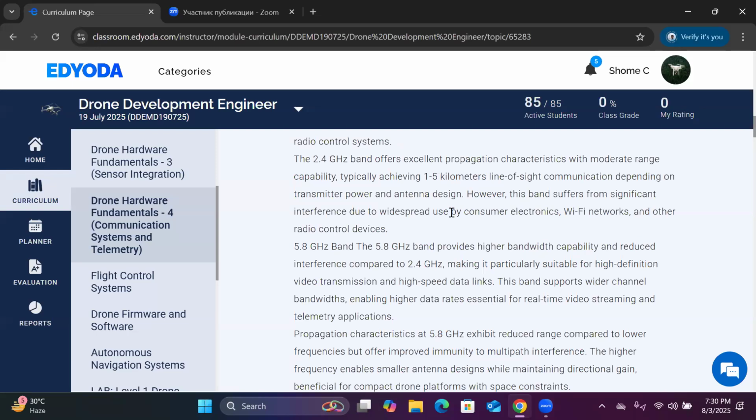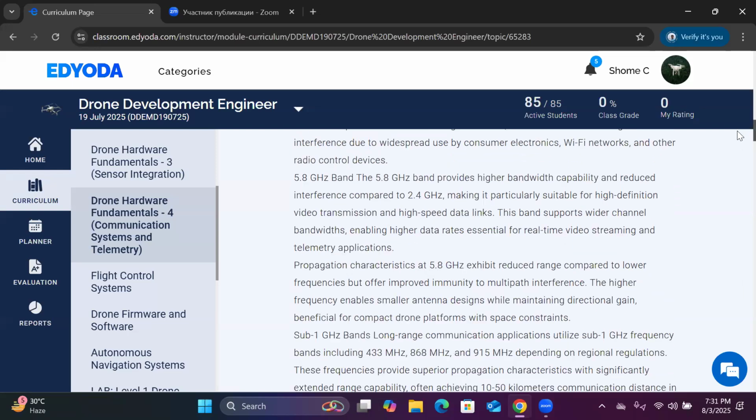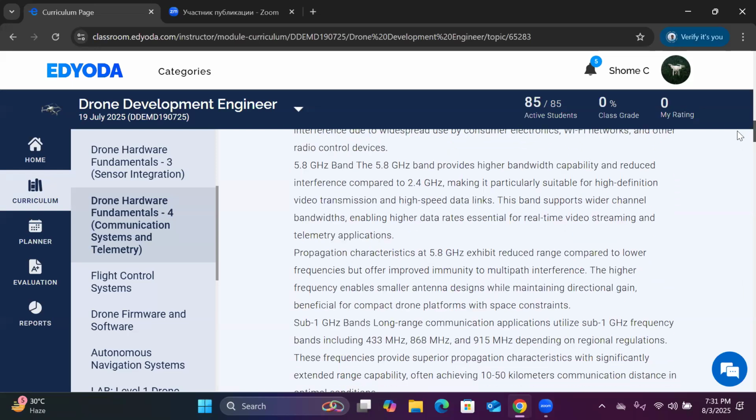The security aspect is much more. So if we talk about the fail-safe mechanism where flawless data transmission would happen, that is basically true for the 5.8 gigahertz band. This band supports wider channel bandwidth, enabling higher data rates essential for real-time video streaming and telemetry application. Propagation characteristics at 5.8 GHz exhibit reduced range compared to lower frequencies but offer improved immunity to multipath interference. The higher frequency enables smaller antenna designs while maintaining directional gain, beneficial for compact drone platforms with space constraints.